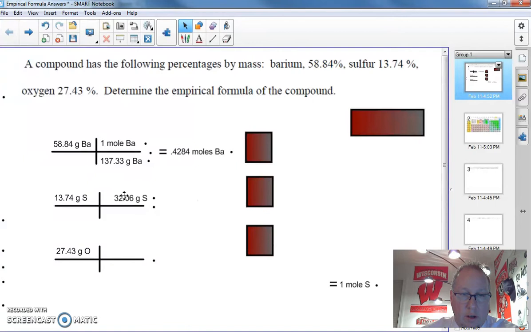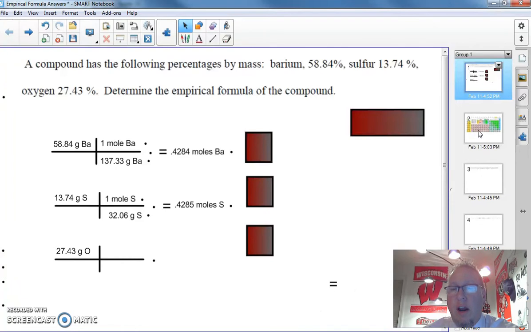Again, need to make sure that I write them into the table in the right order. Since grams are on the top here, my grams of sulfur must be on the bottom. Moles of sulfur will go on the top. And if I wanted to figure out what that is equal to, that is equal to that number right there.